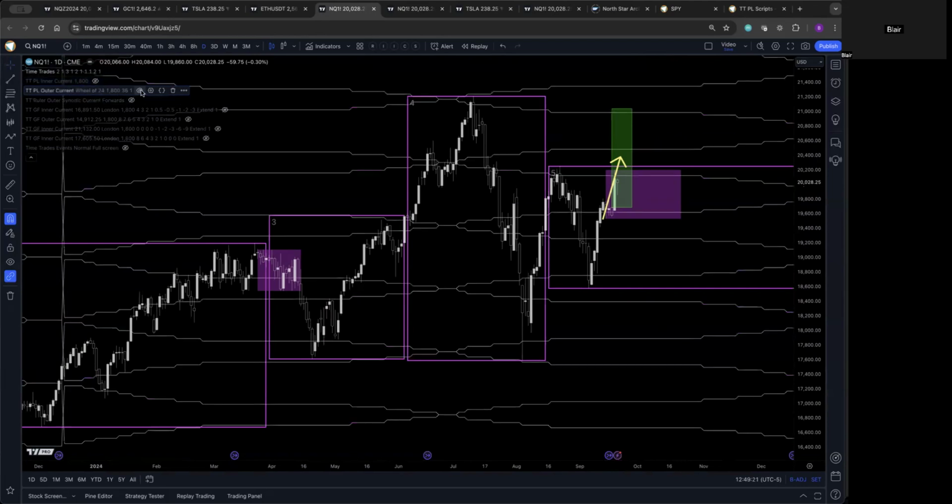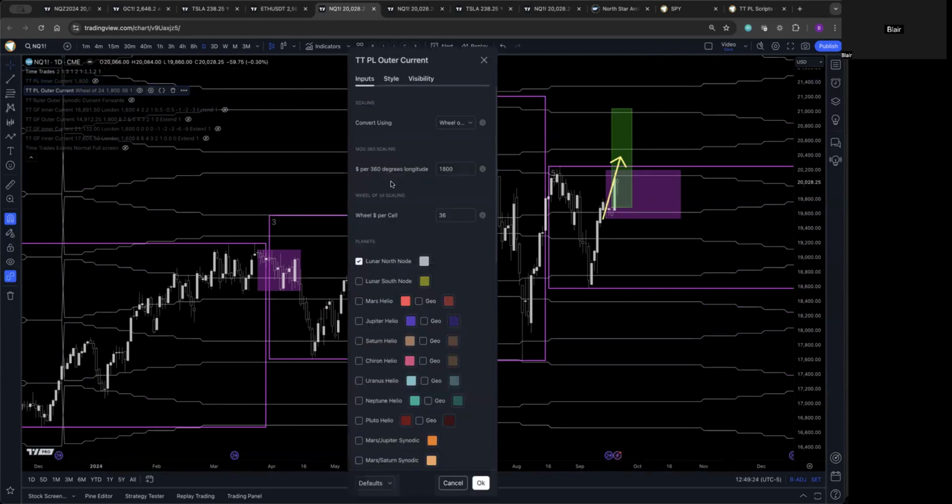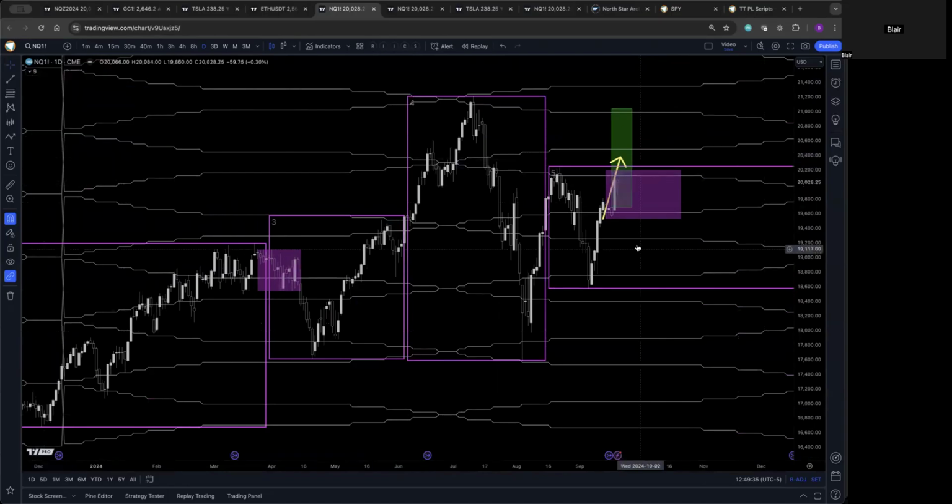So let's turn that on here. So this is PL outer current using the wheel of 24, scale to 36, and we're looking at the north node. And we can see here how the north node stays at the same degree for basically from August 20th to the end of October. So it's basically stuck. And this is not unusual. It happens every time there's an eclipse. You can see eclipse seasons there. You can see how the node gets stuck and it stays stuck.